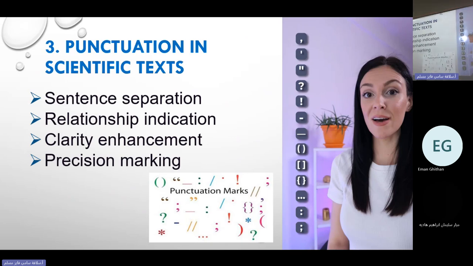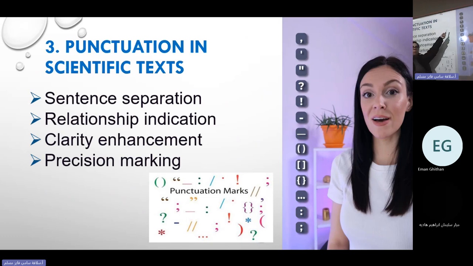We have many types of punctuation, okay? These separate sentences and give relationship indications, like what we did a minute ago, showing which is the dependent and which is the independent. Using punctuation gives us a clearer picture. It clarifies and it gives precision, okay?